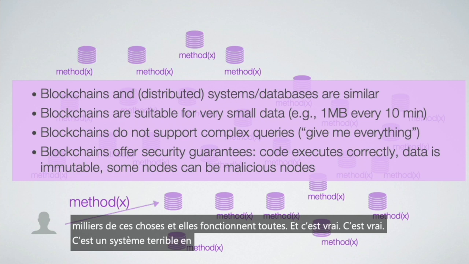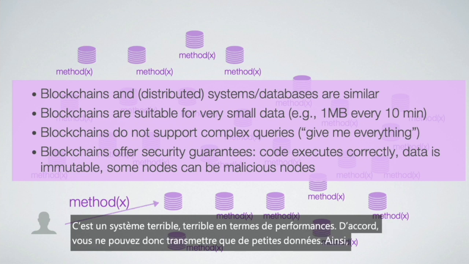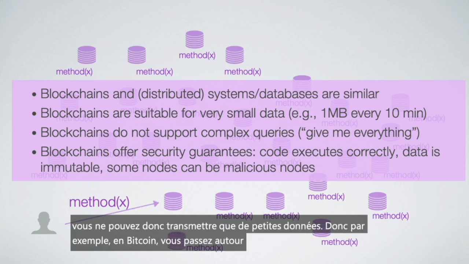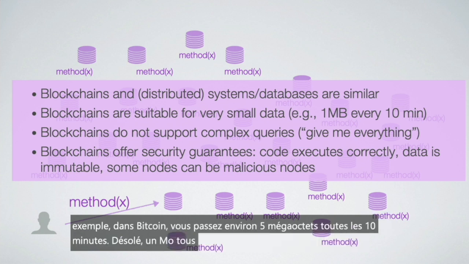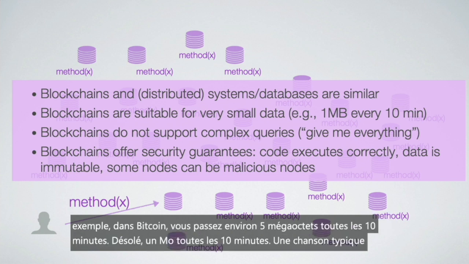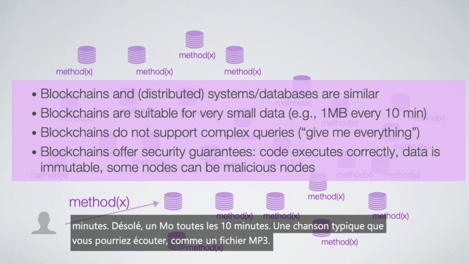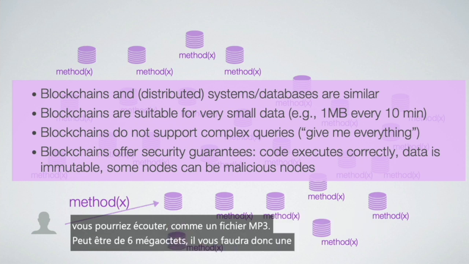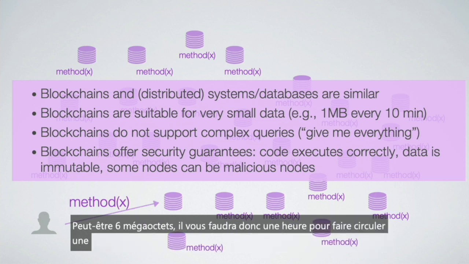Okay, so you can only pass around small data. So for example, in Bitcoin, you pass around 1 megabyte every 10 minutes. A typical song that you might listen to, like an MP3 file, might be 6 megabytes. So it would take you an hour to pass around a song. So it's absolutely not for big data.